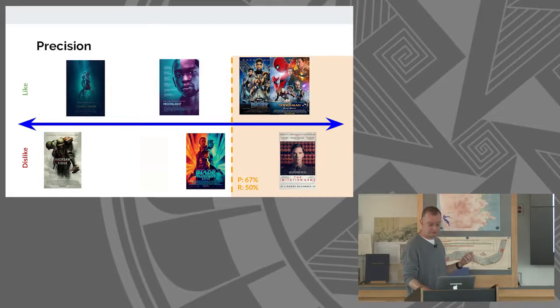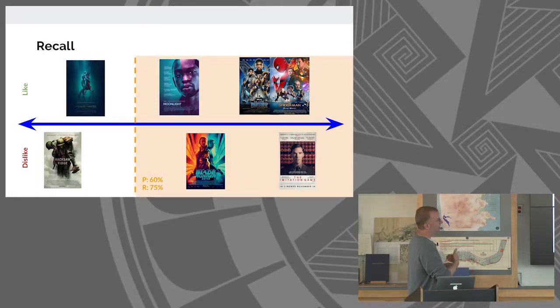So I can move this down farther. I can move this threshold, and now when I move the threshold farther, I have a precision of 60% because I liked 3 out of 5. And I have a recall of 75% because I saw 3 out of the 4 movies that were going to end up being good. But this trade-off between precision and recall is basically just the way that I manage the costs and the benefits of being right versus being wrong, false positives and false negatives.